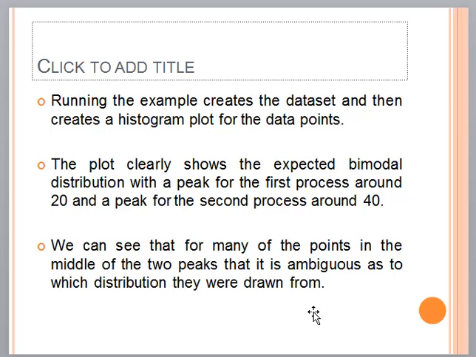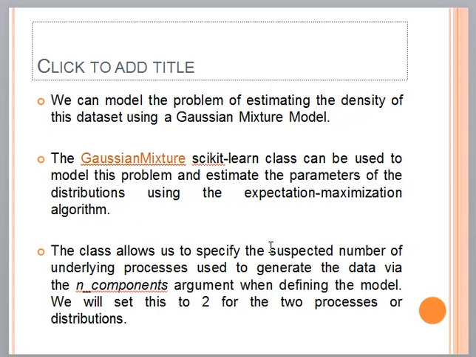So running the example creates the data set and then creates a histogram plot of the data points. The plot clearly shows the expected bimodal distribution with a peak for the first process around 20, and for the second process we have a peak around 40. We can see that for many of the points in the middle of the two peaks, it is ambiguous as to which distribution they were drawn from. So the middle points will be ambiguous because they are in the middle of the two peaks.